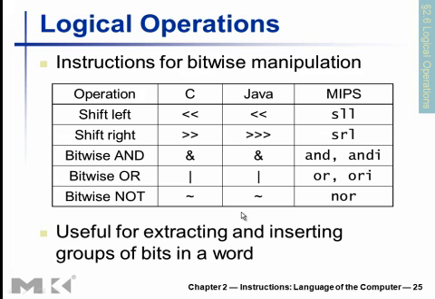Now let's take a look at logical operators. These are instructions for bitwise manipulation. Bitwise means the instruction operates on the operand on a bit basis. For example, the shift left: in C we use the less-than operator doubled, which shifts the operand left by bits. In MIPS, we use SLL, which stands for shift left logical. Similarly, we can shift right logical, SRL.